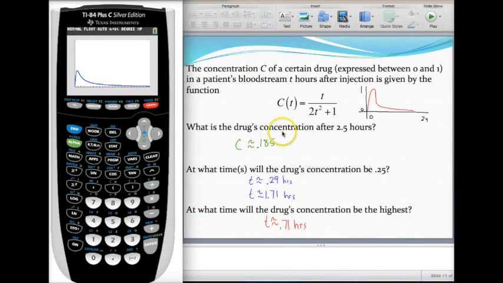So first question is simple. They just want us to find the concentration after 2.5 hours. Well, I don't even need a graph to do that. I could just plug in 2.5 for T and work this out, but let me show you some cool ways to find this. Here's one way we can do it.